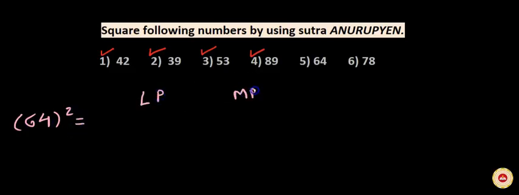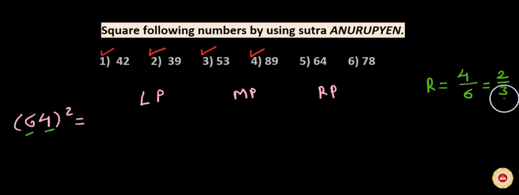Fifth example is 64 squared. Left part, middle part and right part. We are going to obtain our answer in these three parts. So first find the ratio of these two digits. 4 is at units place and 6 is at tens place. How do we find the ratio? Ratio equals digit at units place upon digit at tens place, which means 2 2s are 4, 2 3s are 6. Ratio is 2 upon 3 and we will use this ratio in further steps.